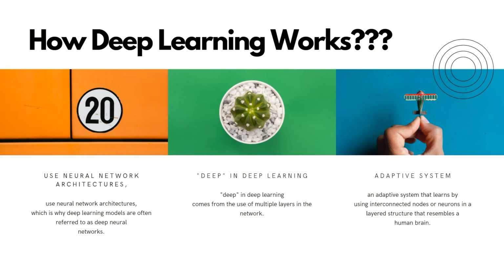The third thing we need to know is that it's an adaptive system. That means it learns by using interconnected nodes or neurons in a layered structure. I will not use the word neurons at regular intervals because neuron is more linked to the human brain, so the word node would be more usable here. So it learns by using interconnected nodes which are connected to each other in the network architecture, and that resembles a human brain. That is where the word artificial neural network comes from.